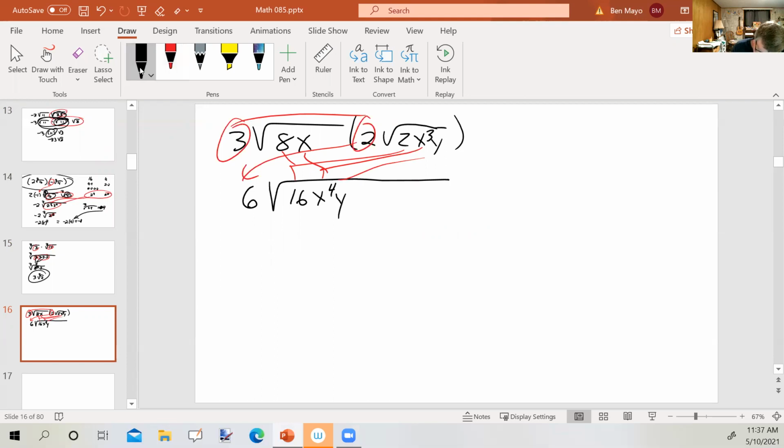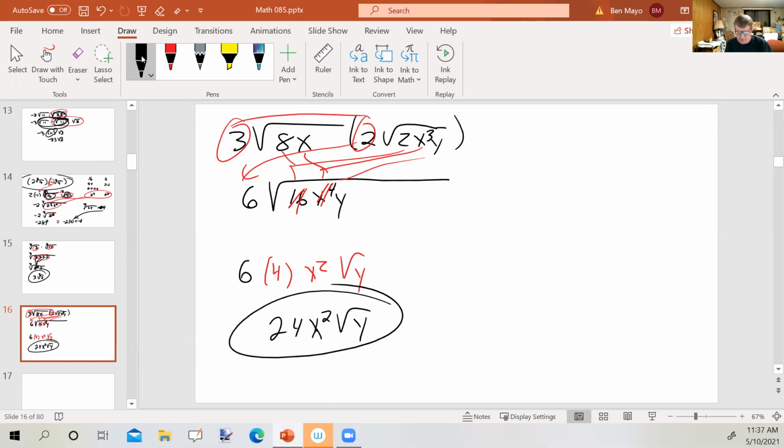So now I've got 6 times, the square root of 16 is 4, square root of x to the 4th is x squared, square roots of y. So I've got 24x squared square roots of y, my final answer.